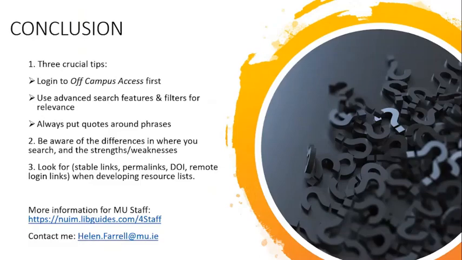So then just to sum up, my advice is always log into off-campus access first before searching LibrarySearch. Use all the available advanced search features and filters to increase your relevance, and always put quotes around phrases unless you're in Google Scholar and it is a pre-formatted field. Be aware of the differences in where you're searching and the strengths and weaknesses within different products, different databases. Always look for stable links, also called permalinks, DOIs or remote login links when you're developing your resource lists or working remotely and sharing that information.